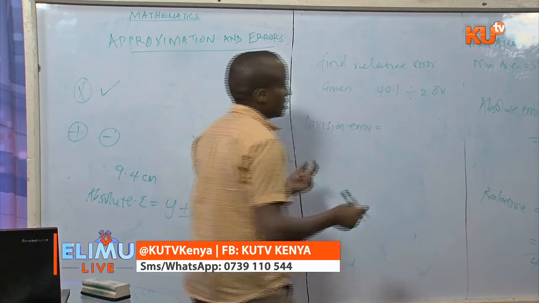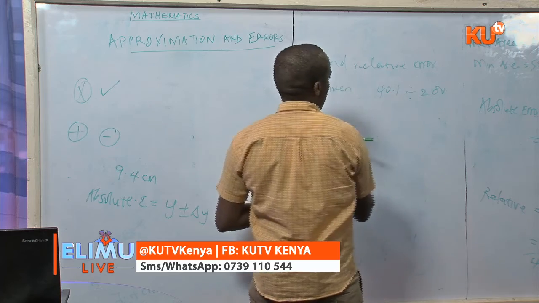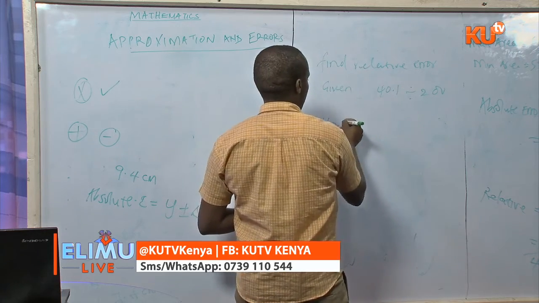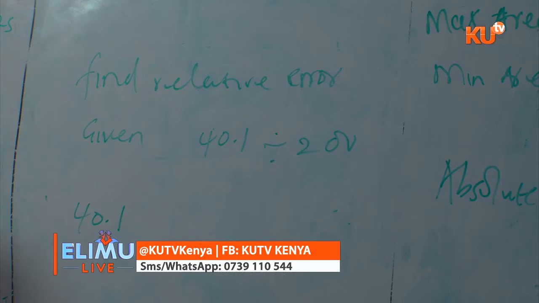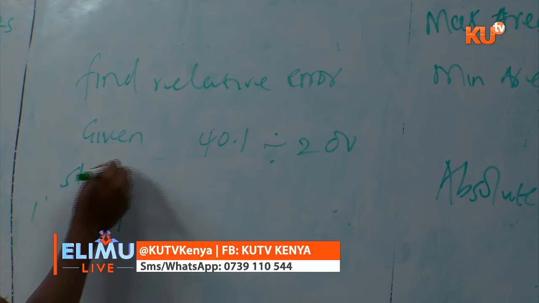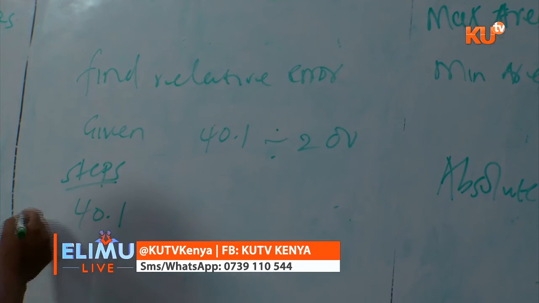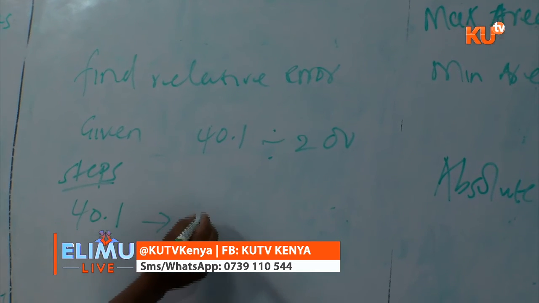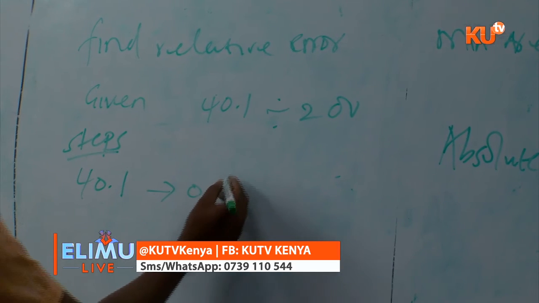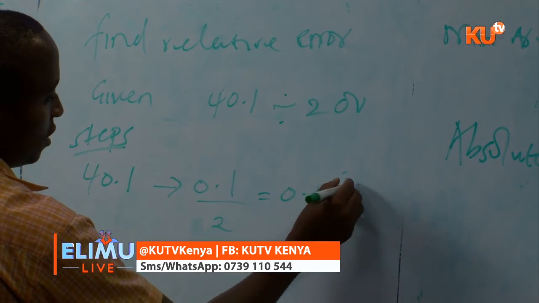So let us come to that one. Let's just first, before we come to that one, look at the figure given there. If this is 40, the risk measuring unit for that one, we check the first one, the steps to follow. This one is 0.1, so divide by 2 to be 0.05.